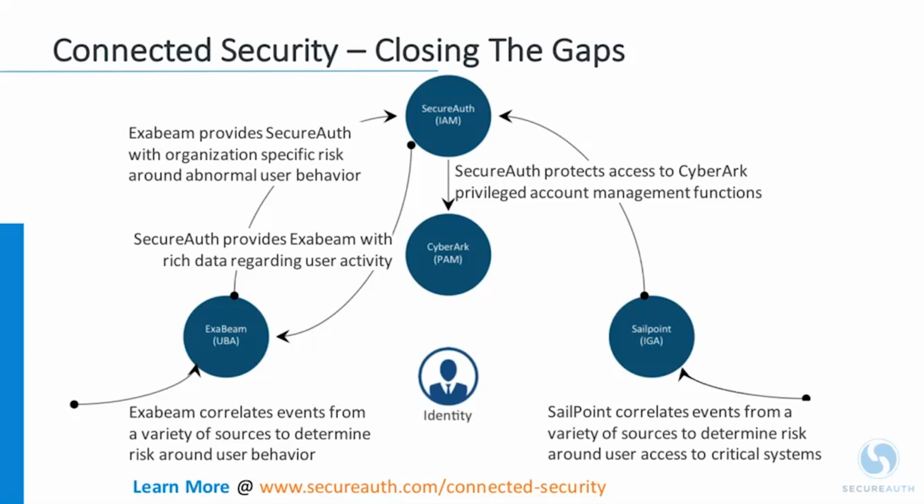In SailPoint, Identity IQ correlates events from a variety of sources to determine a risk score around user access to critical or sensitive systems. And IdP uses this risk score to enforce stricter authentication policies for those users with access to high-value systems attackers most often seek to exploit. So it could be financial systems or systems housing customer or employee personal information. IdP protects access to CyberArk privileged account management functions as well, ensuring only authorized users can access privileged accounts, protecting the keys to the kingdom with minimal user disruption.